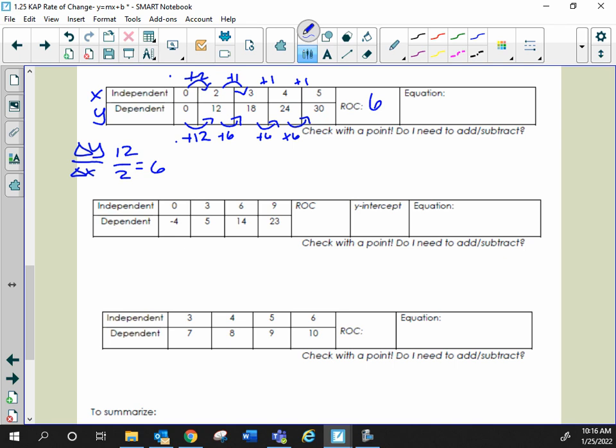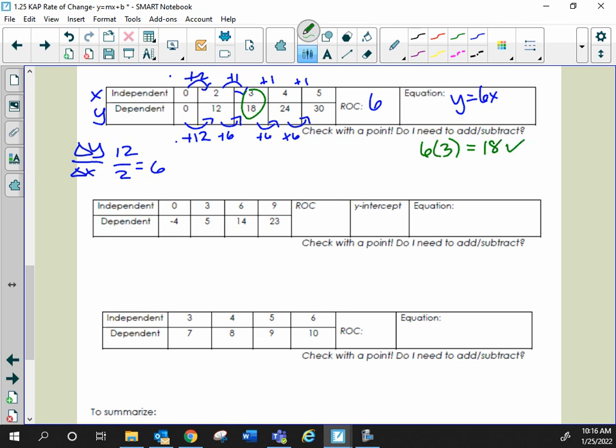Again, that's my multiplier, so I'm going to go ahead and put that in my y equals 6x, and I'm going to check with a point. I'm going to see if I still need to add or subtract something. Which x value do you want to use? 3 and 18, okay? So we're going to plug in 3, see if we get 18 out. 6 times 3, does that give me 18? Yes, it does.